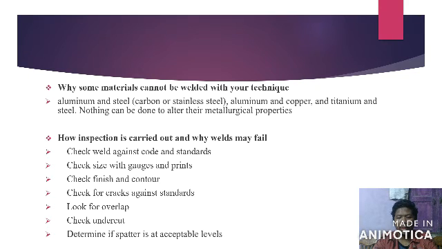For inspection, when the welding has failed, we check the weld against the code standard, check size with gauge and print, check finish and contour, check for cracks against standard, look for overlap, check undercut, and determine the expected acceptable level.